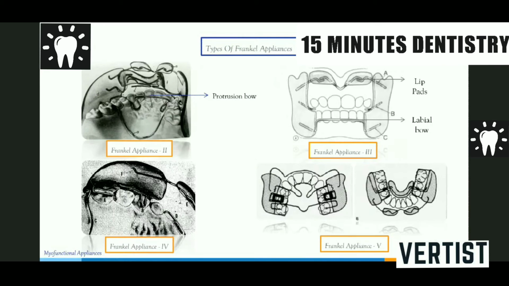Frankel 2 appliance, which is used for class 2 div 2 primarily, has the protrusion bow out here, which helps in proclination of the anteriors. We have the Frankel 3, where we can see the lip pads which are given in the maxilla instead of the mandible in order to restrain the abnormal forces of the upper lip on the maxilla as seen in class 3 and allow the development of the mandible.